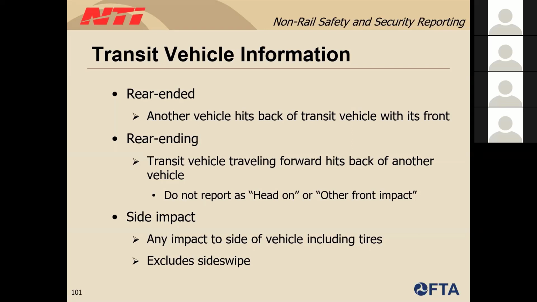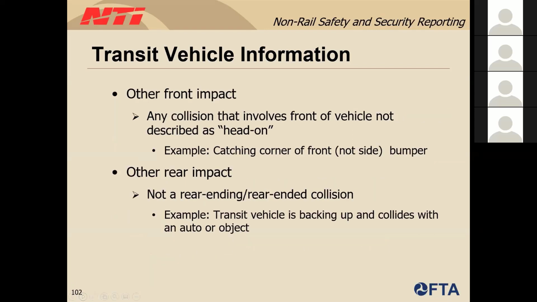Side impact means that the transit vehicle was impacted anywhere on its side, including the door, side mirror, or the tires, with the exception of when a side swipe occurs. Other front impact is used when the front of the transit vehicle is impacted, but not when it would be considered head-on or rear-ending. An example would be the front corner bumper hits another vehicle or object while turning, not the bumper on the side at the front.